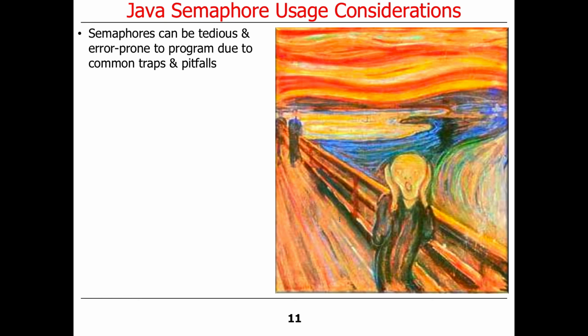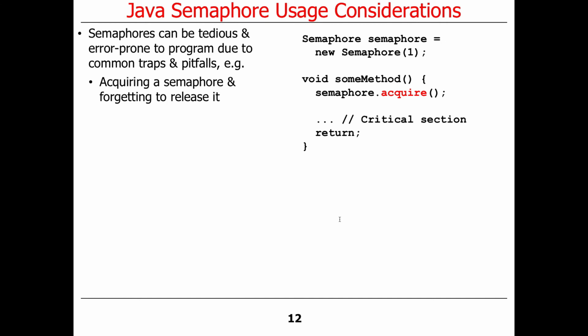And this will end up being the case for almost all the lower level Java synchronizers, things like reentrant locks and stamp locks and so on. And these things can be tedious and error prone. Why is that? Well, let's take a look at an example.